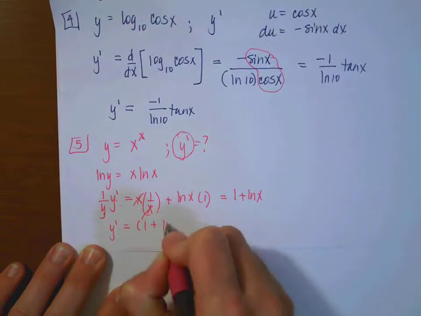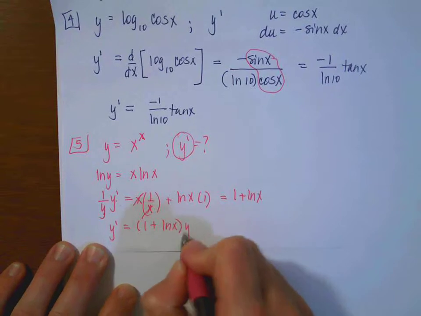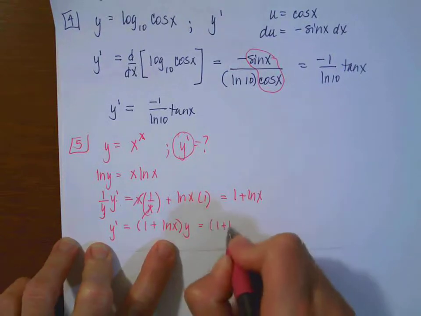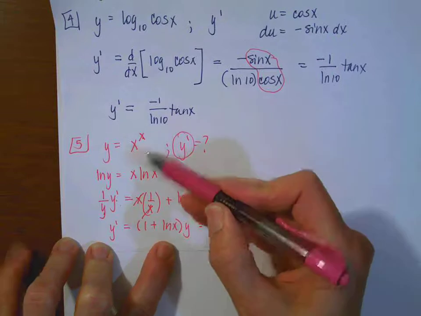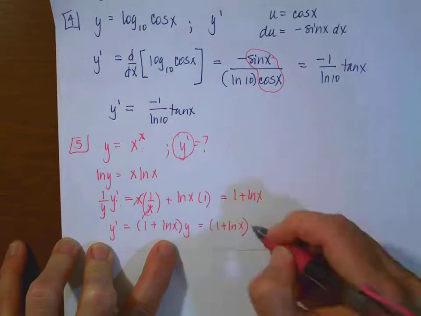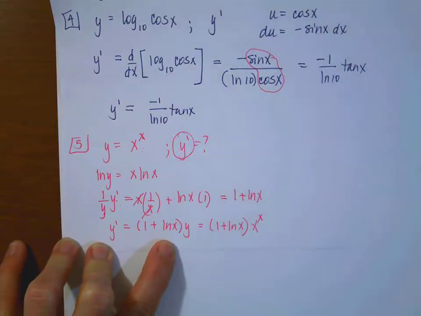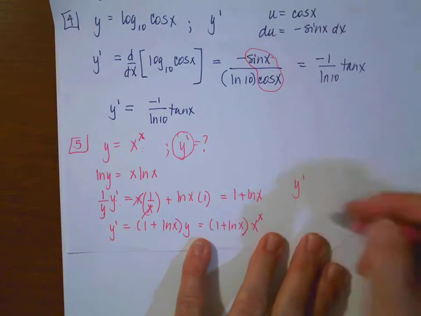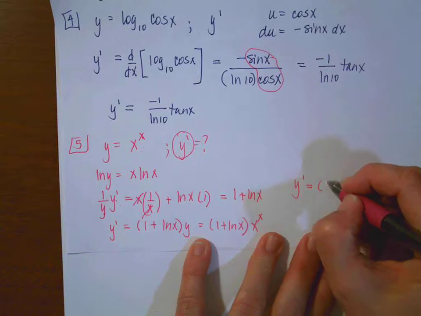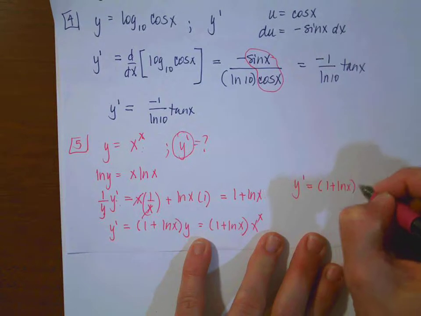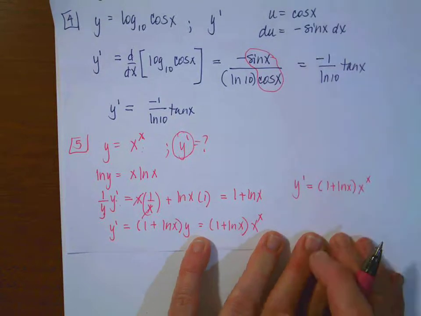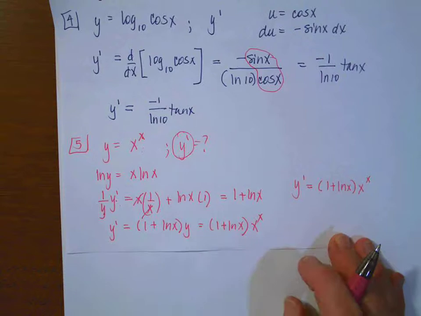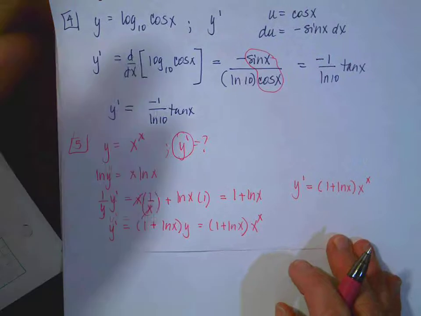So I'm just going to cross multiply, and I'm going to get y prime is equal to what was on the right-hand side times my y. Well, here's the 1 plus the natural log of x, and if you'll remember, your y was x to the x. So then I'm just going to write it right here since I'm at the bottom of the page. My derivative is equal to 1 plus the natural log of x times x to the x. Ta-da! Doesn't look like we did a whole lot, but we actually did.